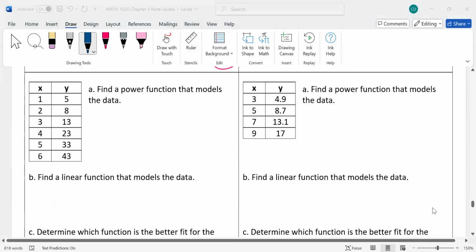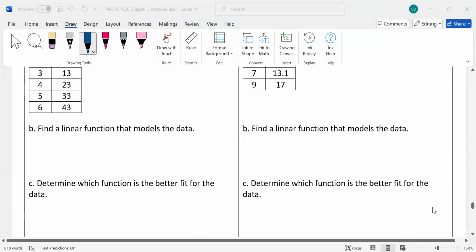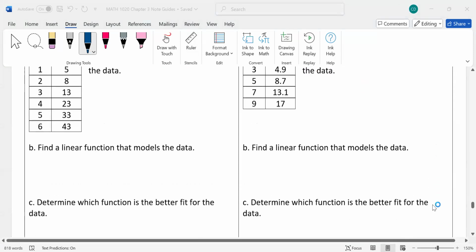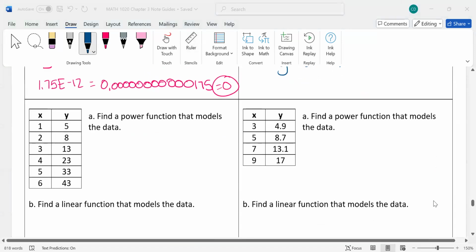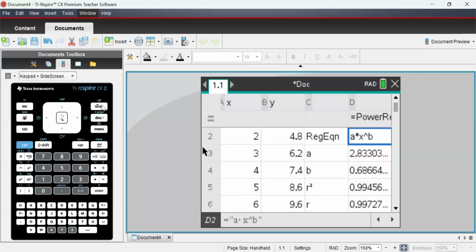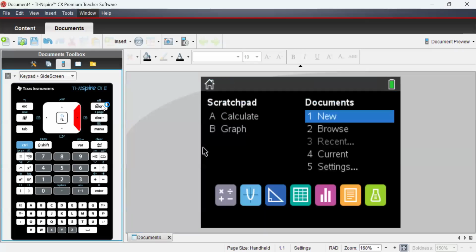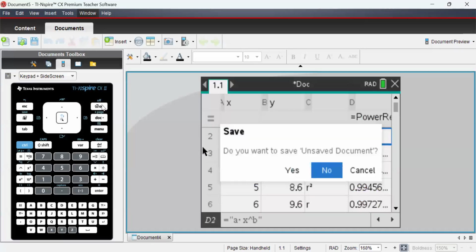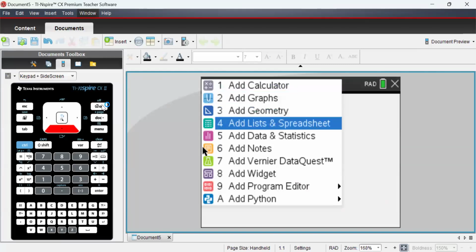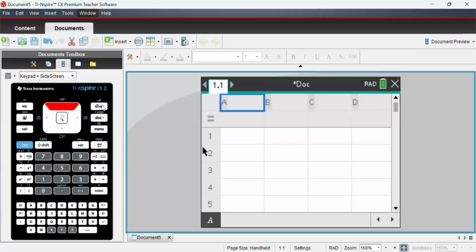Let's look at a few more. All right, so this one wants a power function and linear function, and then determine which one is a better fit. Okay, so let's go here. So we're just going to start this all over. So new, we don't want to save. Add list and spreadsheet. Rename these X and Y. And if you need a minute, just pause this to put your numbers in.